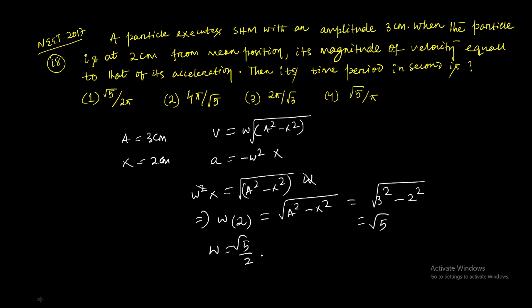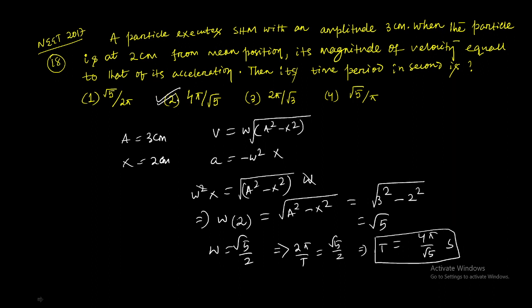Time period they are asking. So if they are asking time period, this will be 2 pi by T equal to root 5 by 2. So time period will be 4 pi by root 5 second. So 4 pi by root 5 second. So this one will be correct. 4 pi by root 5 second.